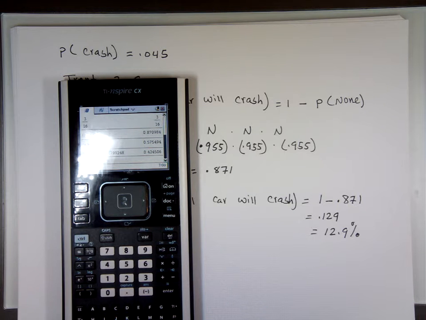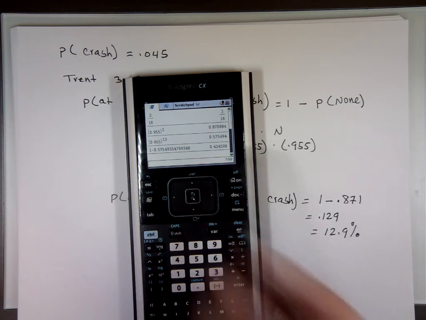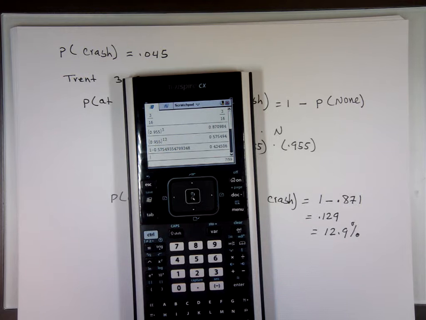0.955 to the power 12. I said there's 12 cars, as if the family has 12 cars: 10 kids in the family, each one has a car, mom and dad have a car. Then your chance of at least one car crash among 12 cars is going to be much higher than if you only have one car or two cars.